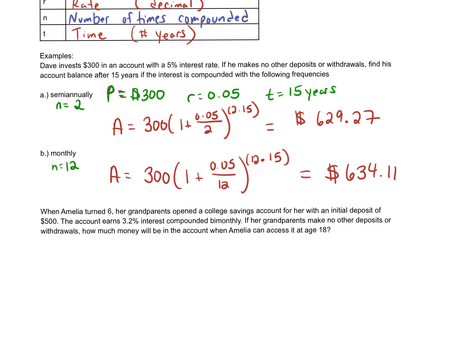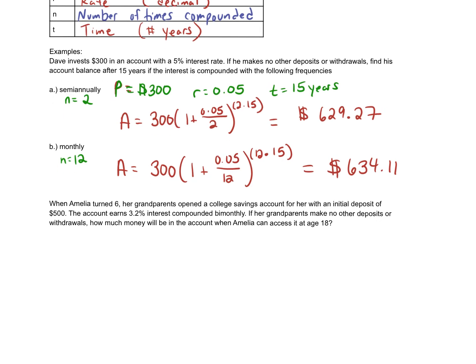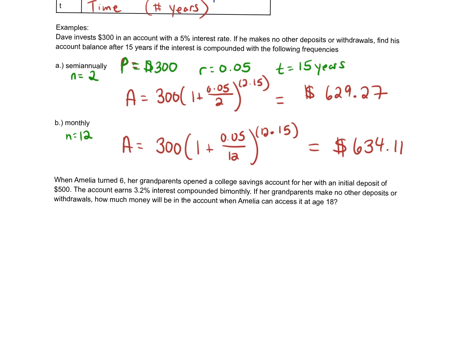So let's look at another question. This says, when Amelia turned 6, her grandparents opened a college savings account with an initial deposit of $500. So that sounds like my principal. The account earns 3.2% interest, so that's 0.032, compounded bi-monthly.